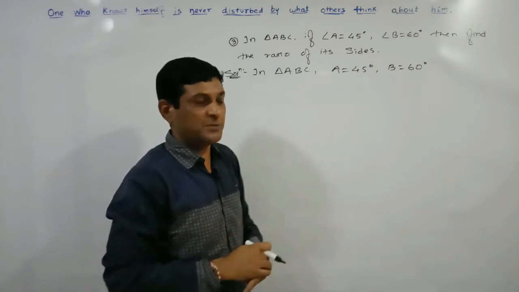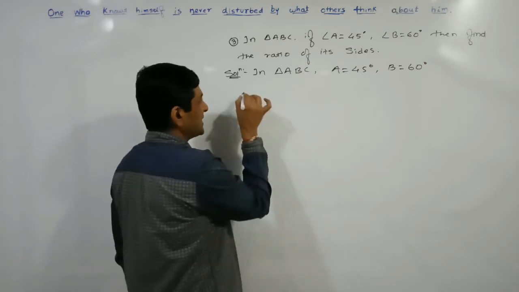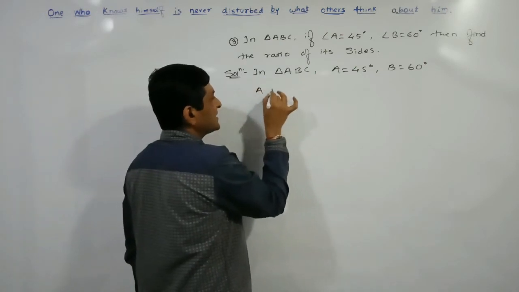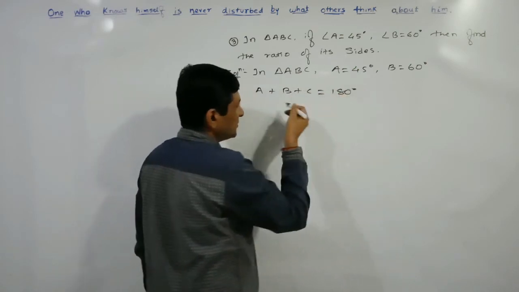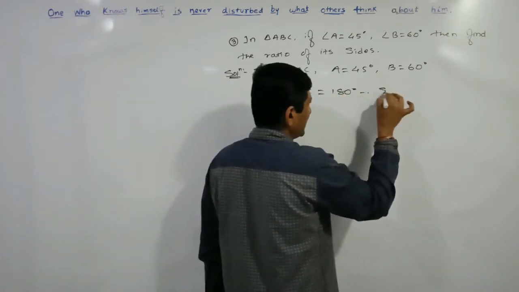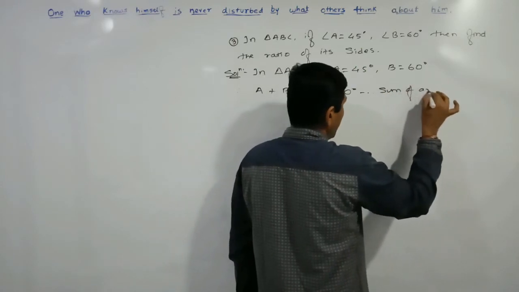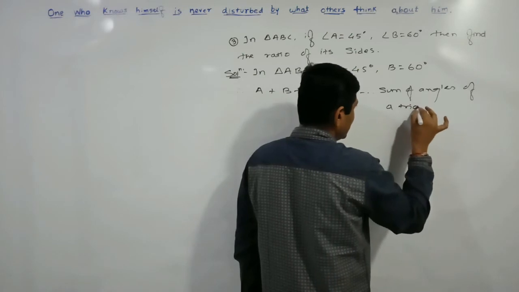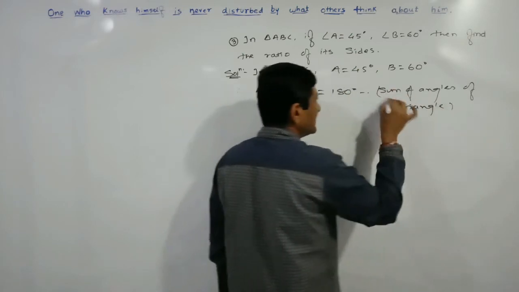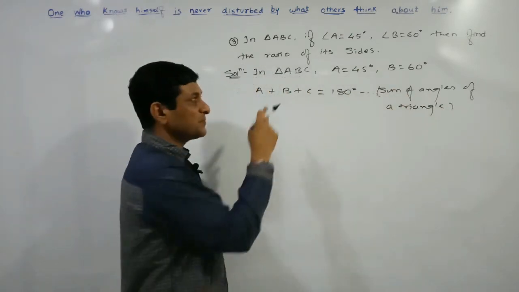In the same way, capital C represents angle C of the triangle. So therefore we can say that A plus B plus C is equal to 180 degrees. We know that the sum of the angles of a triangle is equal to what? 180 degrees. Now substitute the values.